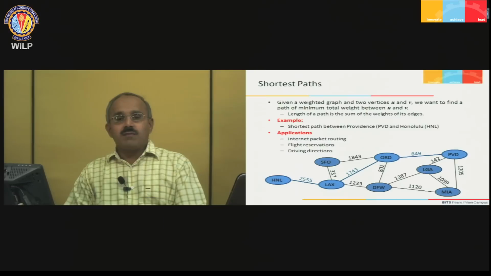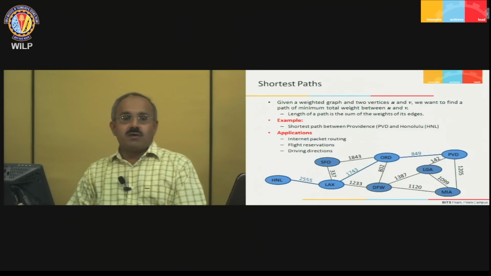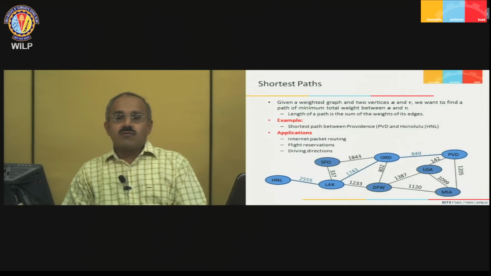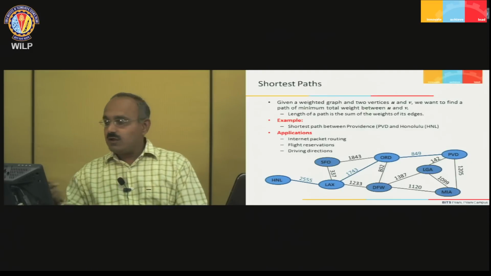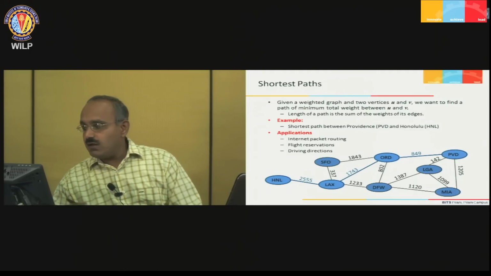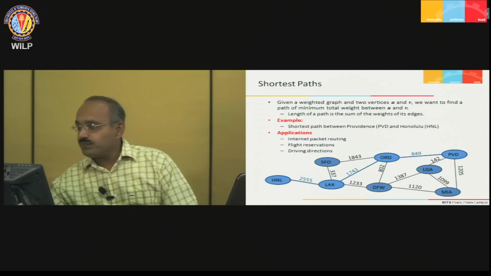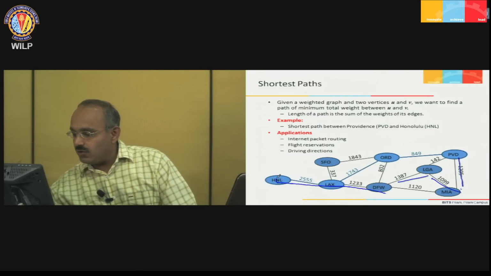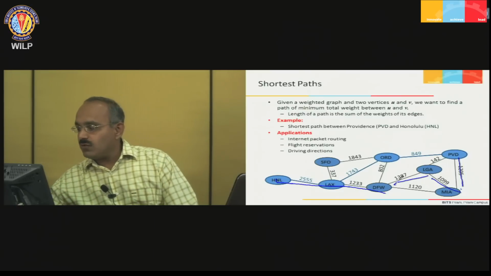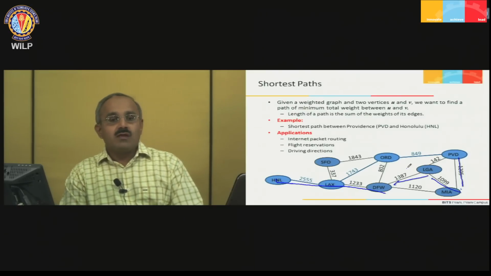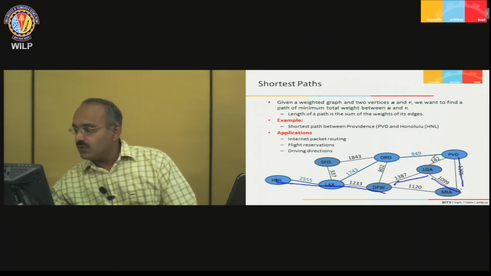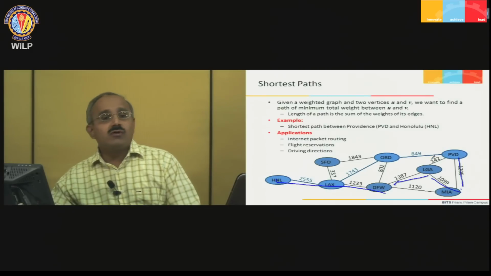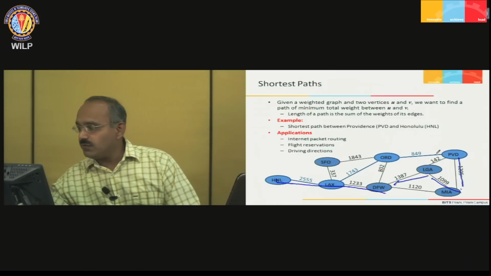As we see in the example below, if you are looking at a shortest path between Providence and Honolulu, which are marked by PVD and HNL, there are plenty of paths. One path could be you start from here, go here, here and here all the way. So, this is one path from the source to destination. The shortest path, as we mean in this case, is given by this path.